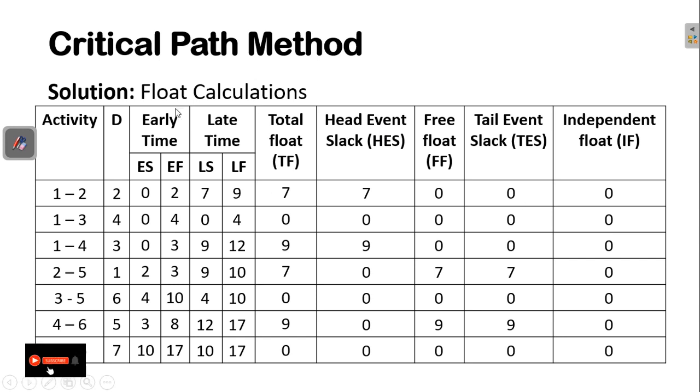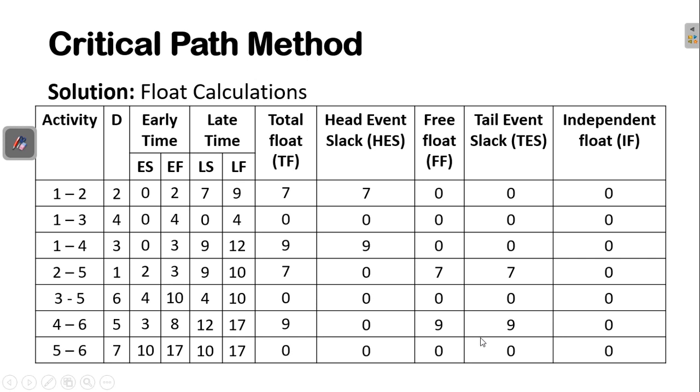After computation of early time, late time, and total float, now it's important to present these results in a format that is clear and understandable to all parties involved in the project. So the simplest form of presenting this information is using the bar chart, or known as the Gantt chart.